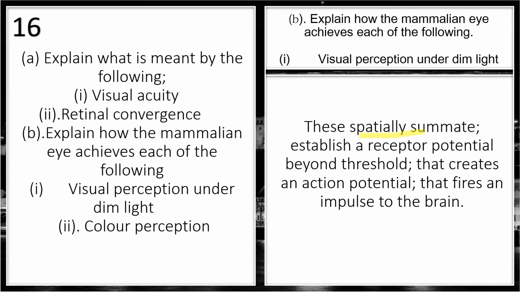These partial potentials summate to establish a receptor potential beyond the threshold that creates an action potential that fires an impulse to the brain. So as we have seen, the 3 rod cells summate their receptor potentials to create an action potential which fires an impulse to the brain.